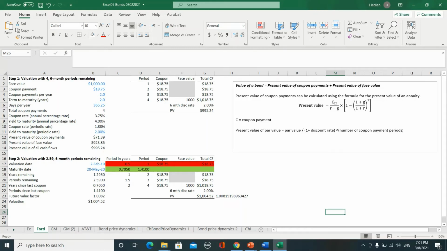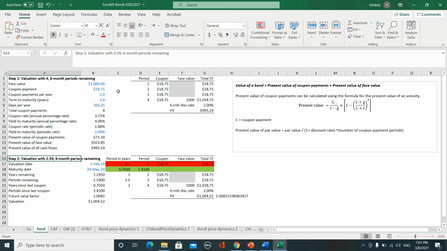Hi, in this video, I want to explain how you can find the value of a bond in two different cases. In the first case, you have an integer number of periods left till the maturity of the bond. And in the second case, you have a non-integer number of periods till the maturity of a bond. And you want to find the value of the bond in both cases.